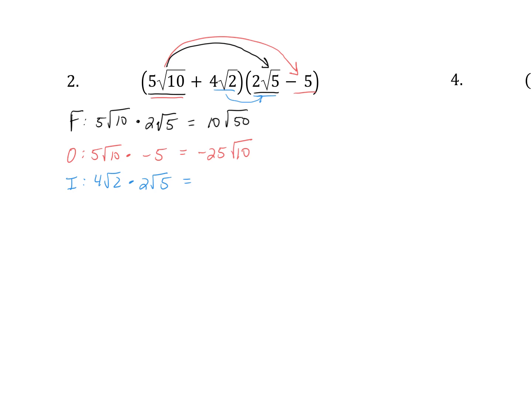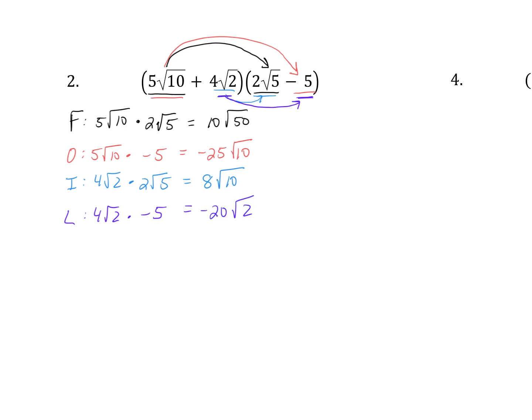So you can see how staying organized, whichever method you choose, is very important. I'm going to multiply my outsides. So 4 times 2 is 8 square root 10. Ooh, I'm seeing a nice little trend here in the middle, which I like. And then let's do our last terms, this term and this term. And I'm going to write 4 root 2 times negative 5. Negative 5 times 4 is negative 20 root 2.